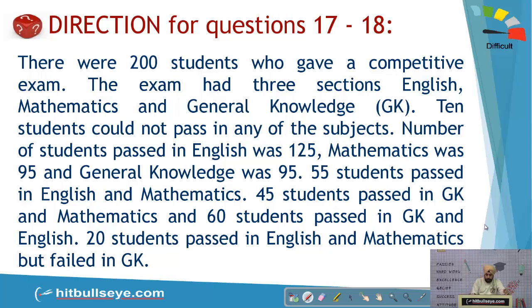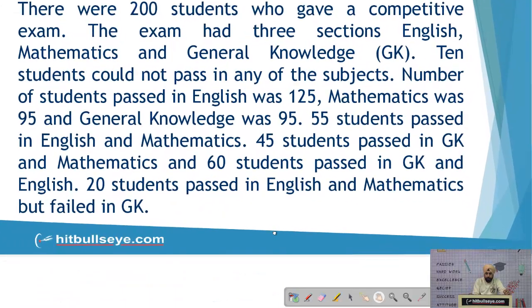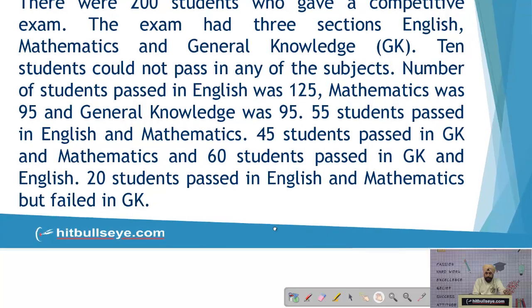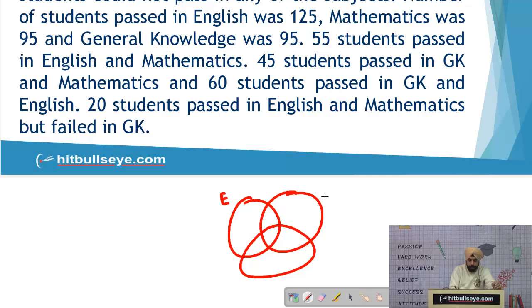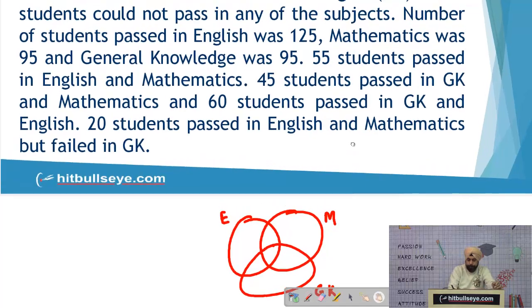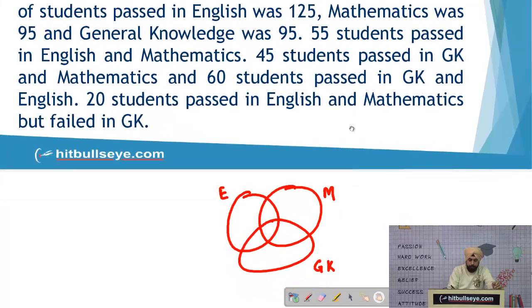Moving on. This Venn diagram says, students, there were 200 students. Okay, let's solve this question. Here, it says there are a total of 200 students and 3 sections, English, Maths and General Knowledge. English is 125. Mathematics is 95. General knowledge is again 95.